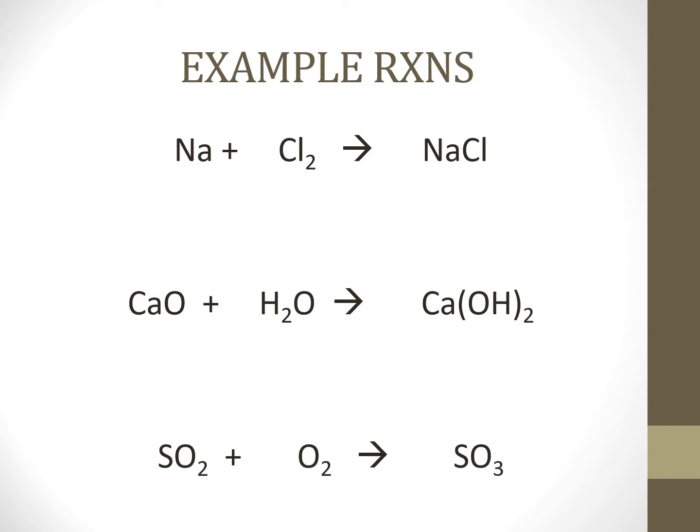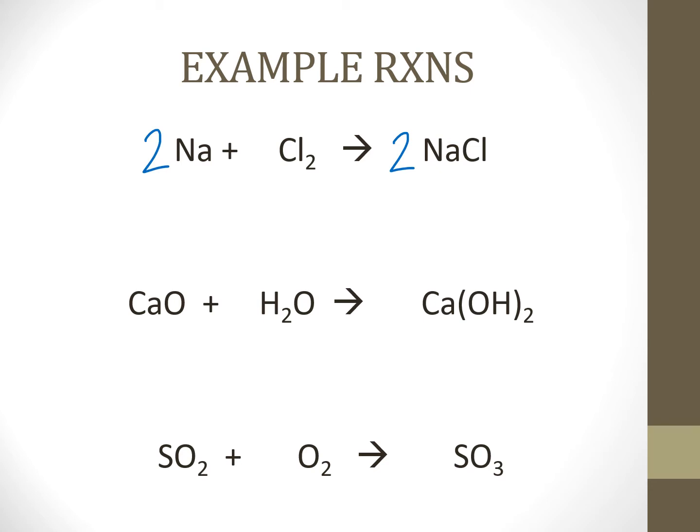So these are some example reactions. In our first example, we have sodium reacts with chlorine to produce NaCl. This is unbalanced, so you should practice balancing these and then you can check them. You would need a 2 in front of the NaCl and then a 2 here.